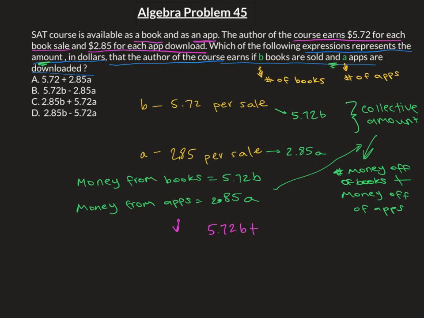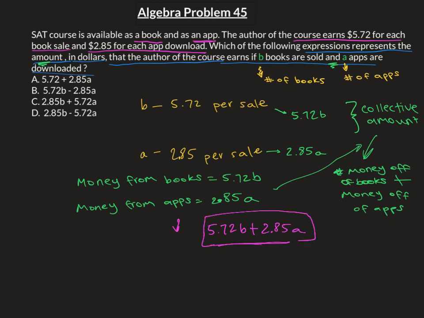And then we get 5.72B plus 2.85A. Now, we're given this final equation. Can this be simplified down any further? Remember, you can't add two terms with different variables because those aren't like terms. So we can't add them together, we can't subtract them, we can't do anything with them as long as they have different variables. This cannot be broken down any further, so we know that it's our final answer.